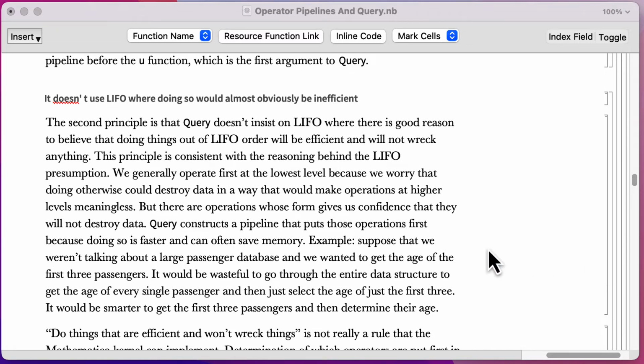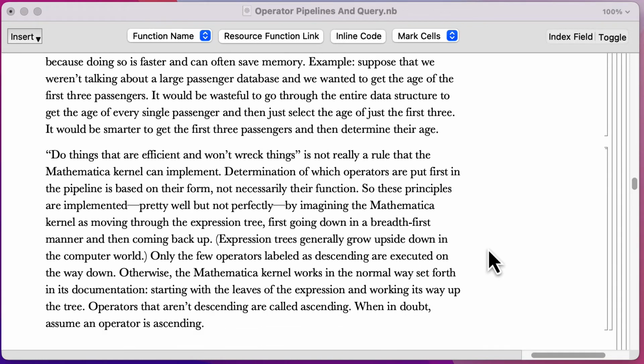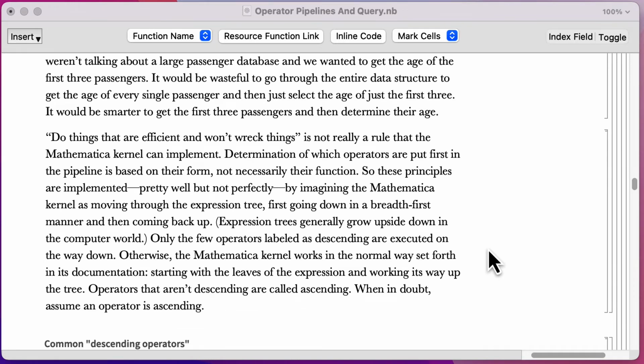So that's at least the concept that Mathematica wants to implement.